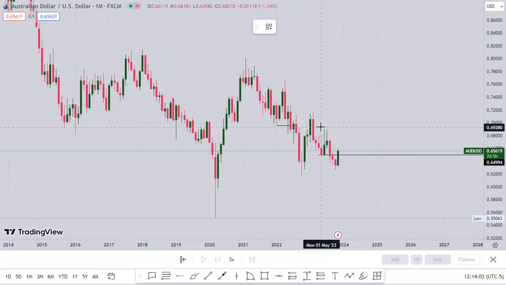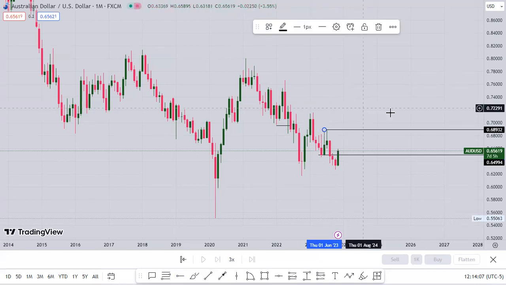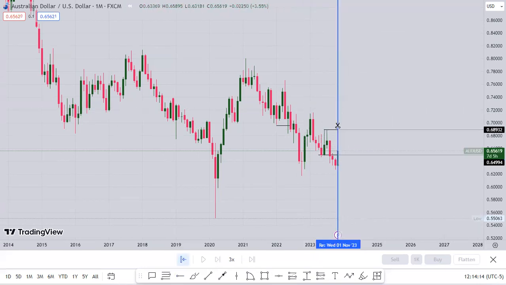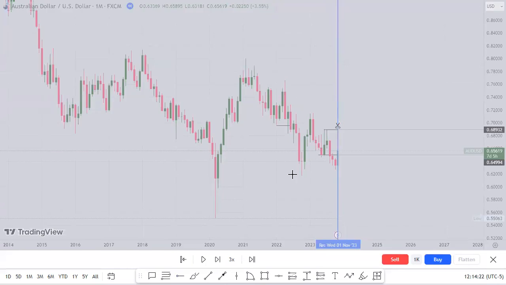Then we mark the high. This region is the area of liquidity.